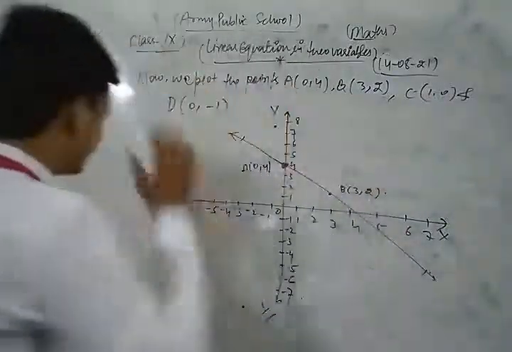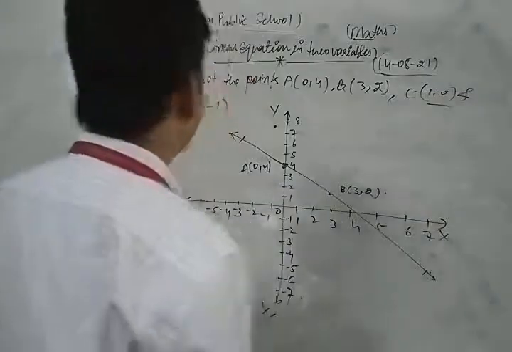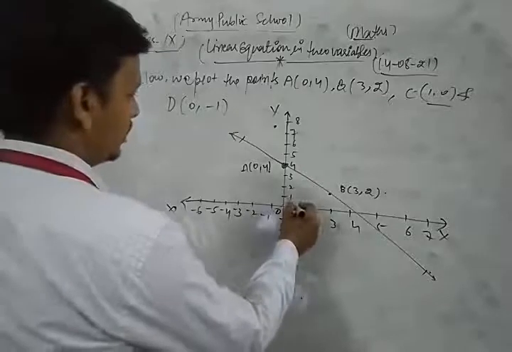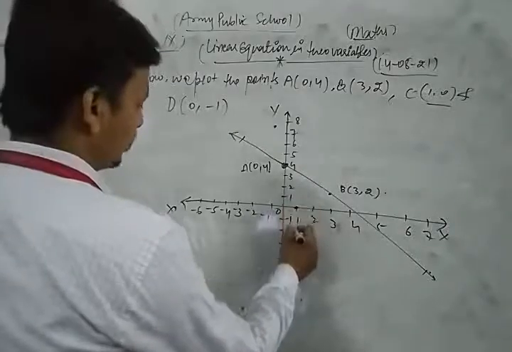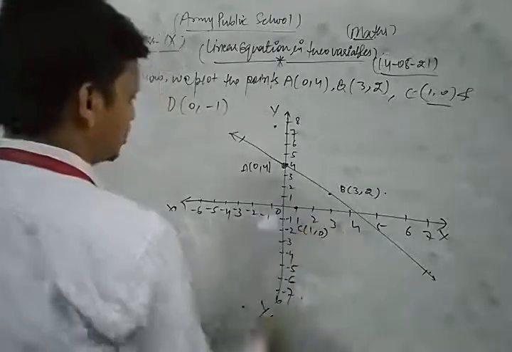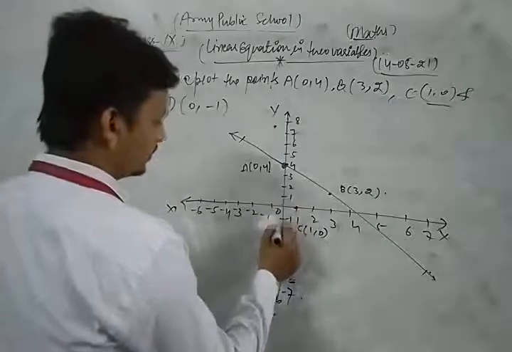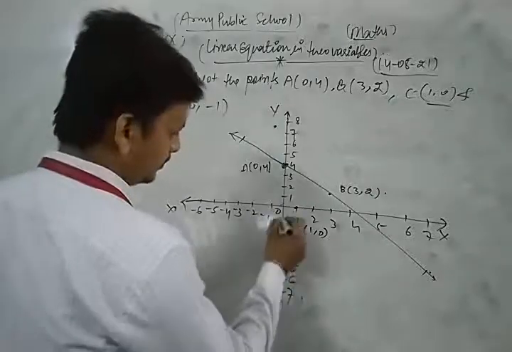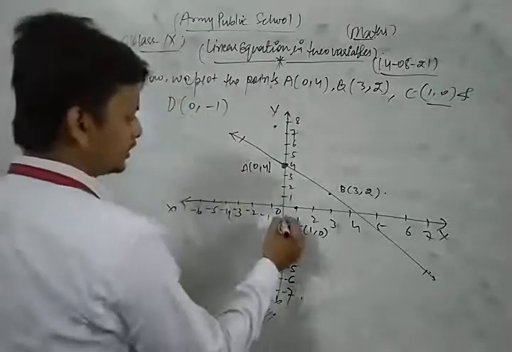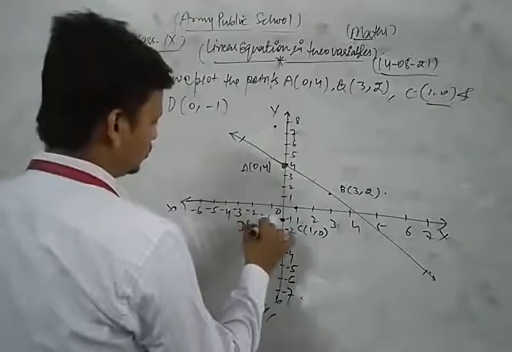Now dear students, we plot the other two points, (1,0) and (0,-1). For (1,0), the abscissa is 1 and the ordinate is 0. So point C lies on that point. Now (0,-1): the abscissa is 0 and the ordinate is minus 1, so that is the point (0,-1). So point D lies on this position, (0,-1).